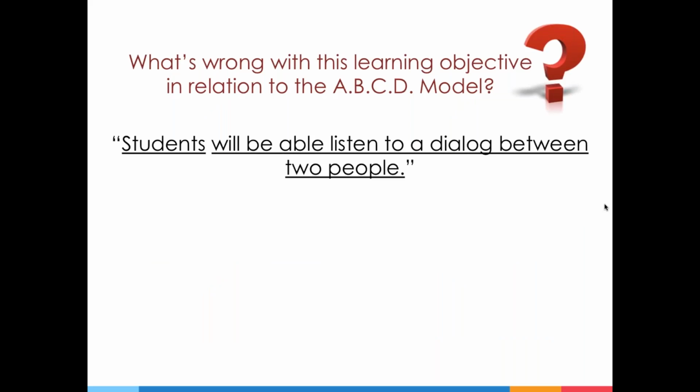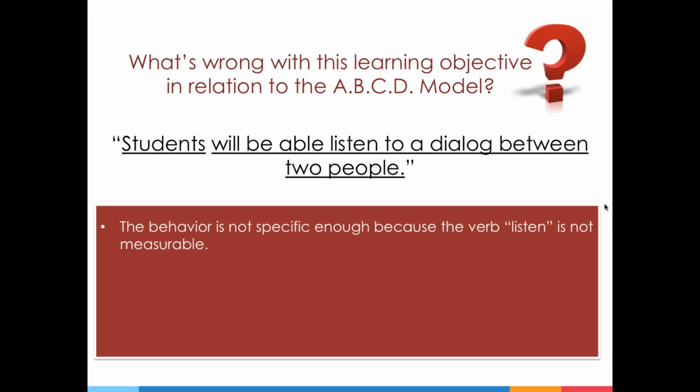Okay, so we're looking at another learning objective that just needs a little work to make it clearer, specific, and measurable. So let's look at this one again. Students will be able to listen to a dialogue between two people. Oof, this one's tough for me. I don't know what the students are trying to do at all. So when we look at this, what's wrong with this learning objective?